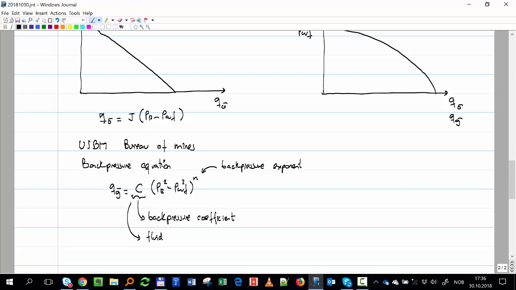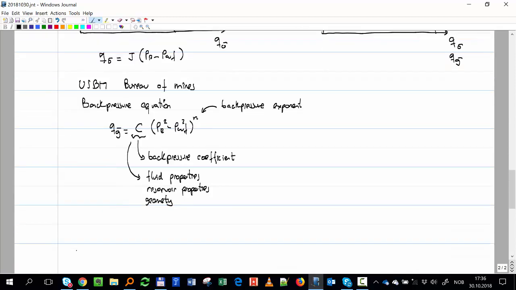So that contains a lot of things: fluid properties, reservoir properties, information on the geometry, and also on the near wellbore effect. You see we have some effects that are close to the wellbore that are also included here. So what is n taking into account then, if we put almost everything in C?